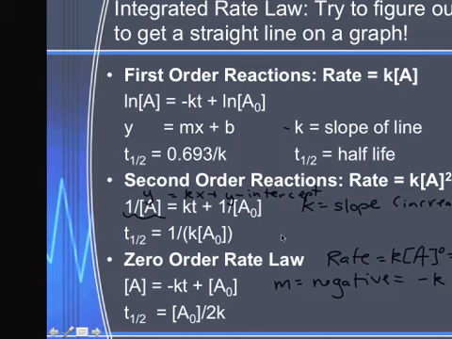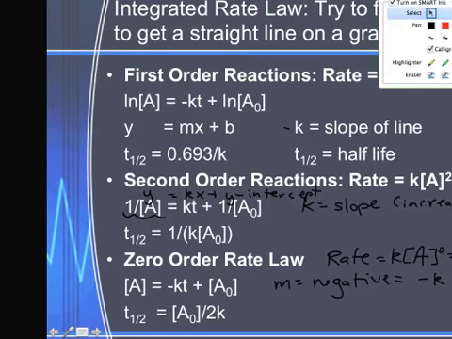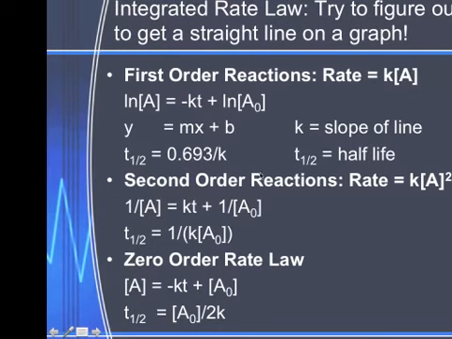T 1/2, again, we could rearrange the equation when we have half the amount of our substance and figure out how to get the half-life based on the value of k. So now that you've seen kind of the process, let's apply it. Let's do it for real.